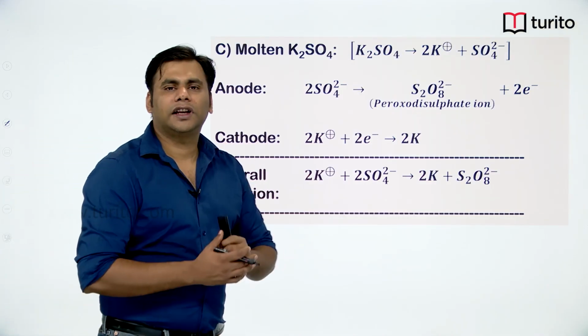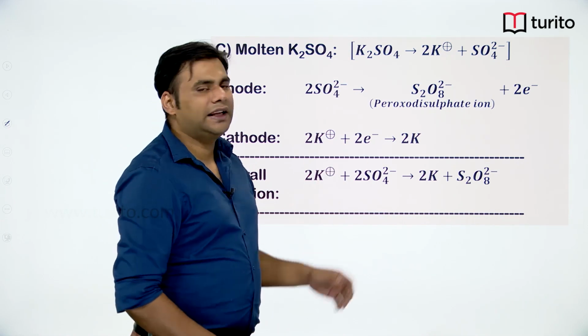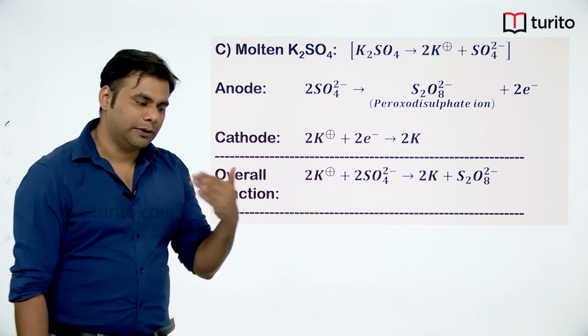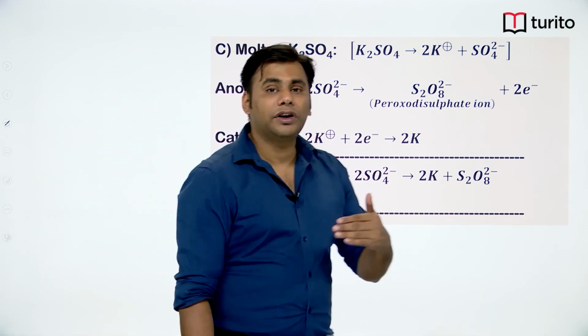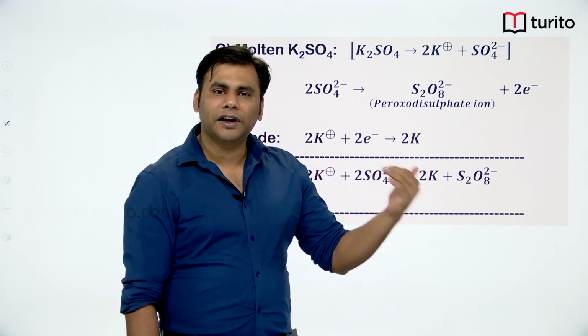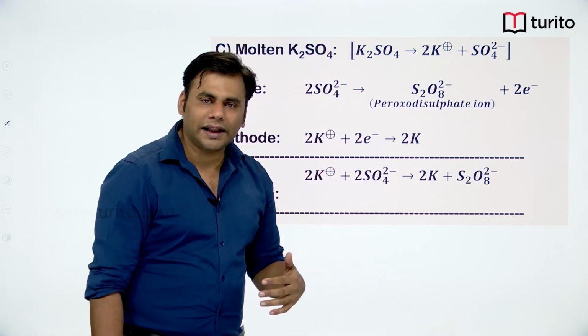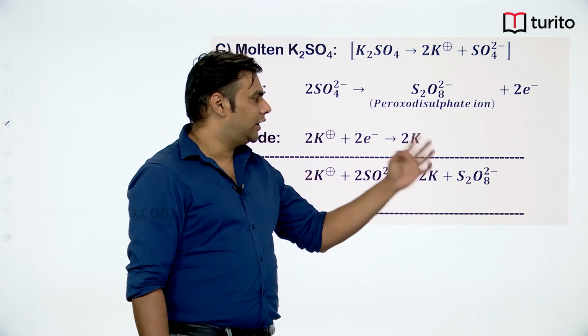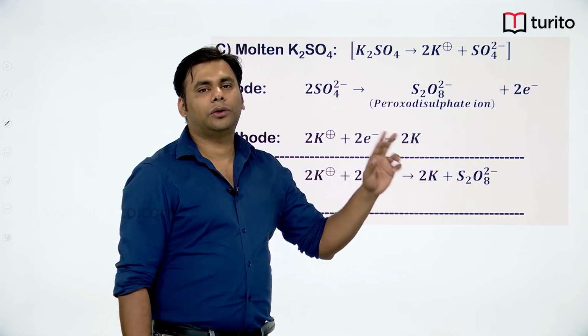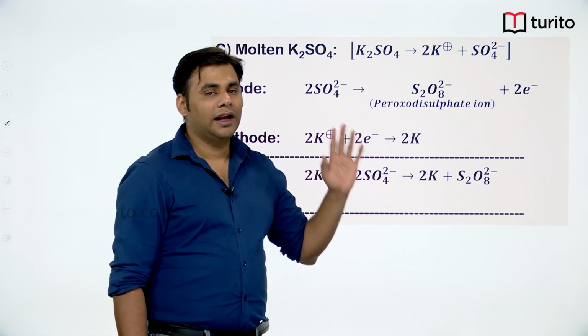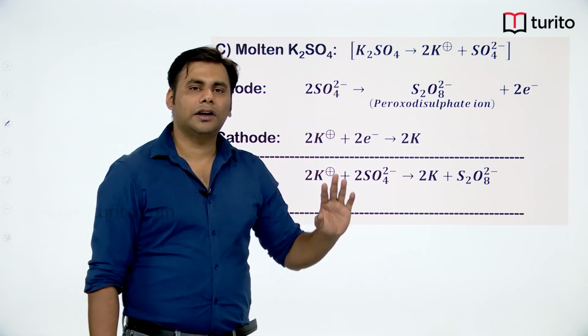Let us talk about K2SO4. Now if we take K2SO4, K2SO4 first will break into K+ and the sulfate ion. The K+, the potassium ion, would go to the cathode, take up an electron and convert into potassium solid. So at the cathode, potassium would get deposited. Now at the anode, the sulfate ion would undergo oxidation.